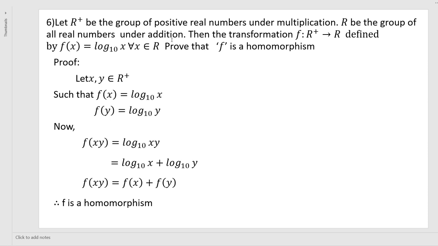Next, let R plus be the group of positive real numbers under multiplication, and R be the group of all real numbers under addition. Then the transformation f from R plus to R is defined by f(x) = log x to the base 10 for all x belongs to R plus. Prove that f is a homomorphism.